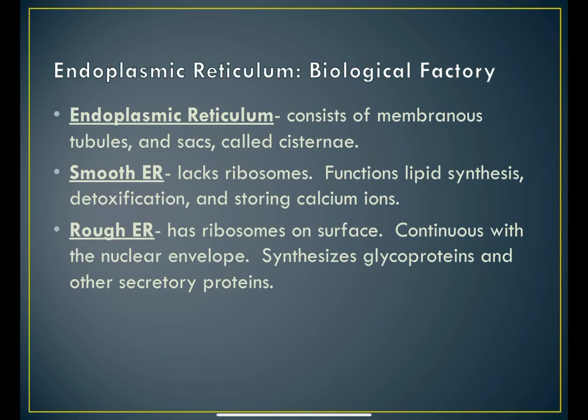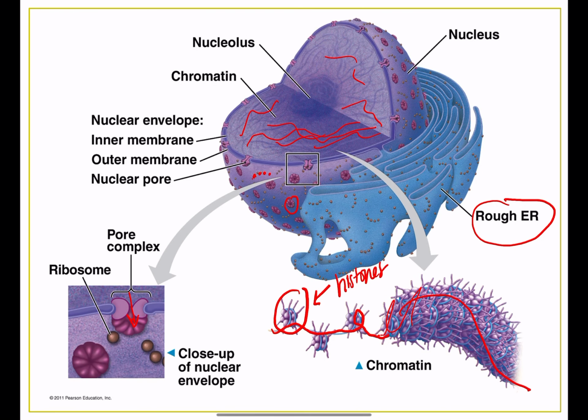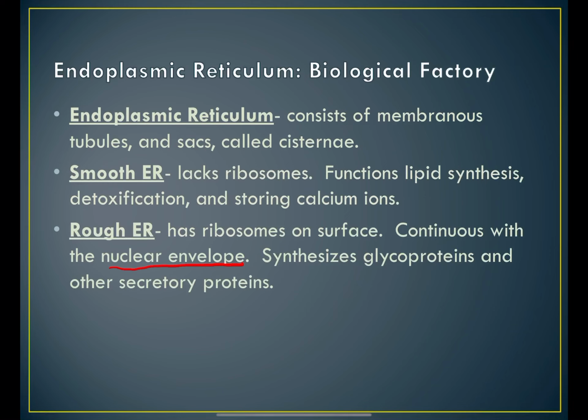So the rough ER. The ER stands for the endoplasmic reticulum. There's a rough ER and there's a smooth ER, depending on whether or not they have ribosomes. So the rough ER has ribosomes, the smooth ER has no ribosomes. The rough ER, like we said previously, is continuous with the nuclear envelope. You saw that in the picture up here. It just extends off of the nucleus, okay? And then the smooth ER is not continuous with the nuclear envelope in that same way.